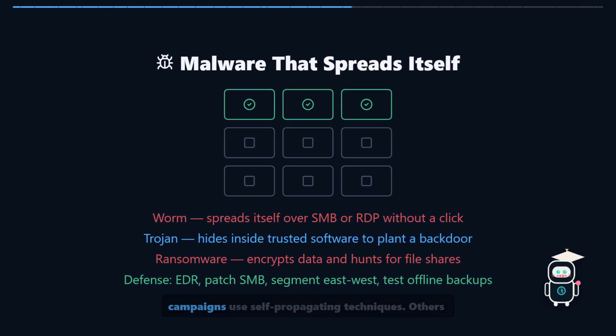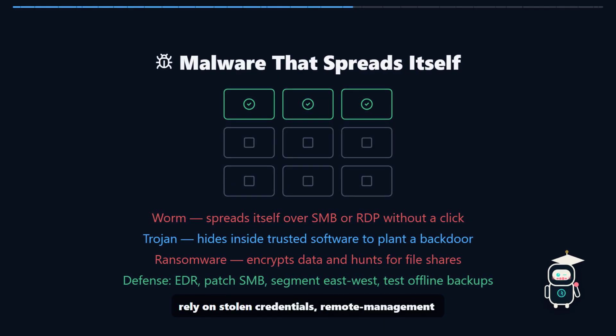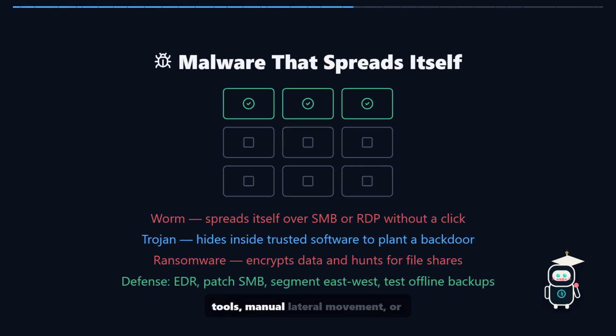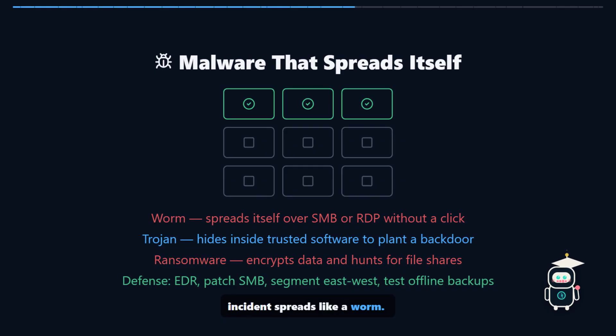Some ransomware campaigns use self-propagating techniques. Others rely on stolen credentials, remote management tools, manual lateral movement, or malware deployed by an attacker. Do not assume every ransomware incident spreads like a worm.